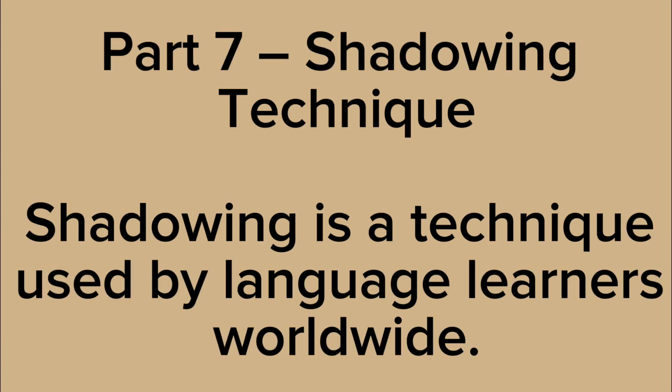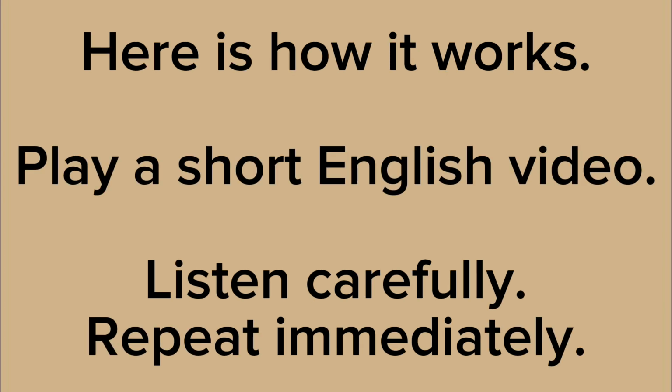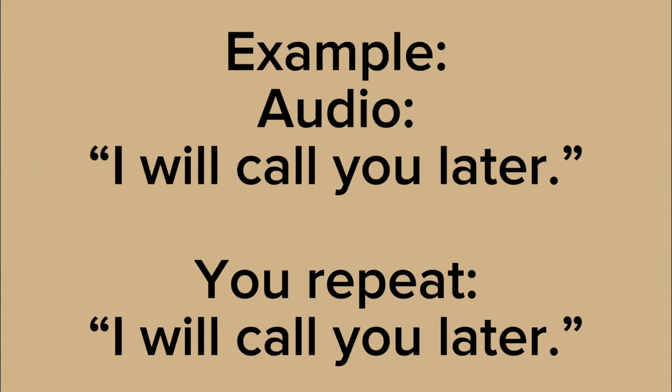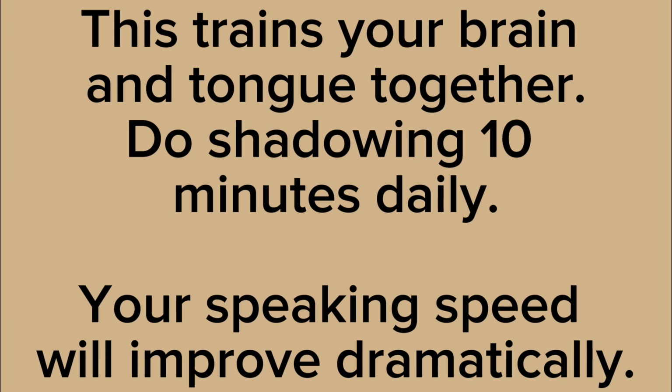Part 7. Shadowing technique. Shadowing is a technique used by language learners worldwide. Here is how it works. Play a short English video. Listen carefully. Repeat immediately. Example. Audio: "I will call you later." You repeat: "I will call you later." This trains your brain and tongue together. Do shadowing 10 minutes daily. Your speaking speed will improve dramatically.